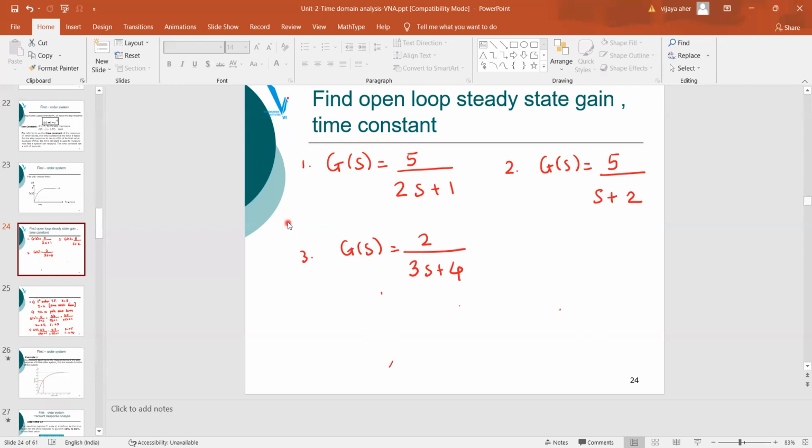So observe the first example carefully. The equation for transfer function G(s) is equal to 5 divided by 2s plus 1. So this is nothing but your given equation in time constant form. In time constant form, this parameter is nothing but k, this one is nothing but your tau, and this is nothing but your open loop steady state gain. So k is equal to 5, right? So please write k is equal to 5 and time constant tau is equal to 2.